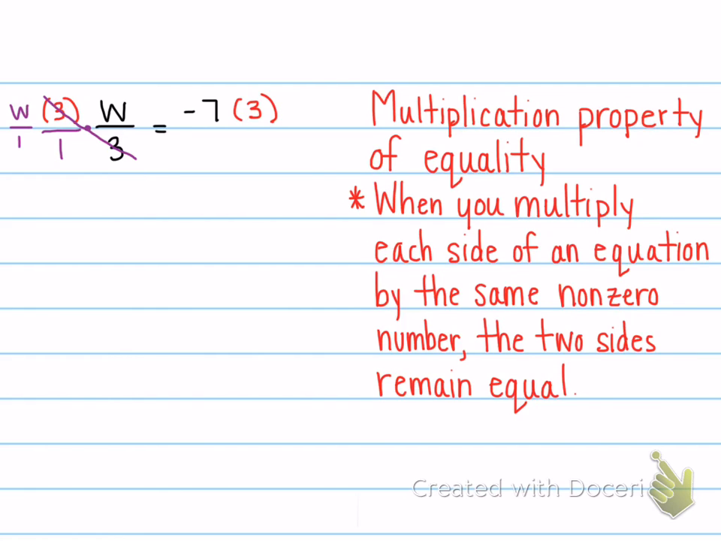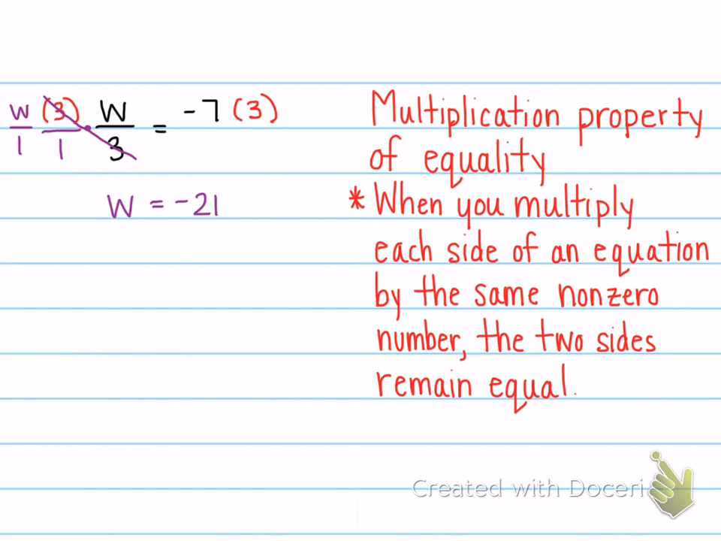over 1. The thing is, you don't write something over 1. You don't have to. So what I'm left with is just W. And that will equal what I have left on the other side, -7 times 3. -7 times 3 is -21. And that problem is solved.